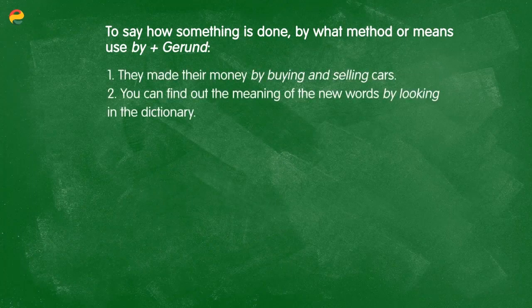They made their money by buying and selling cars. Here, it's the method by which they made their money. Another example, you can find out the meaning of new words by looking in the dictionary. Here, it gives you more information on how to find out this new information.